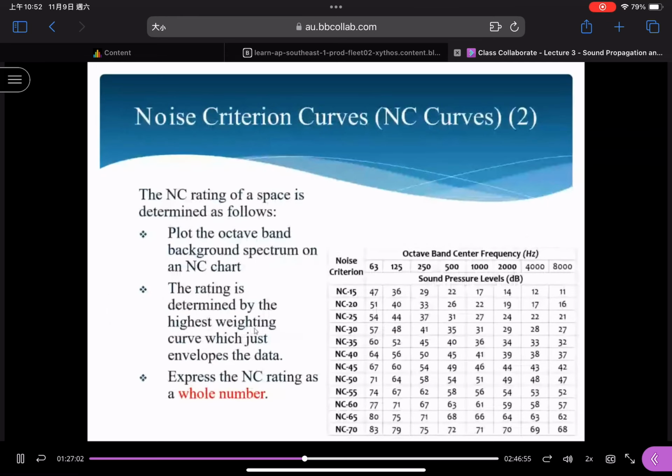There are three conditions here. The first one: we plot the background spectrum on an NC chart or NR chart. The second one: we have to find out the highest weighting that can envelop all the data. I will explain this later. And the final step is that you have to express the weighting as a whole number, meaning it should be an integer.